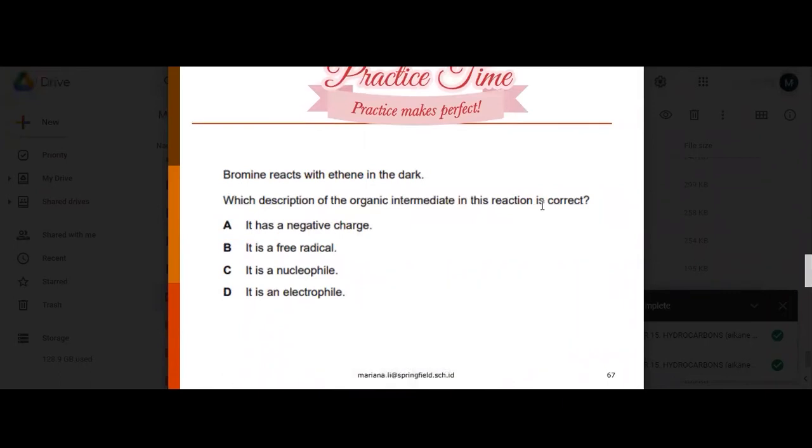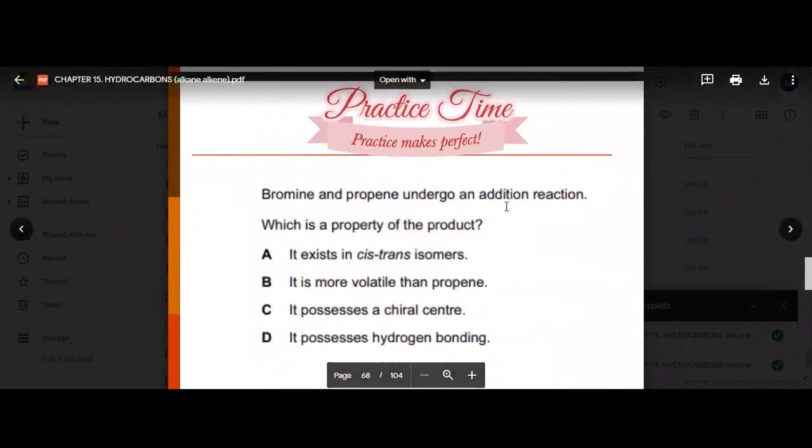Bromine reacts with ethene in the dark. Which description of the organic intermediate in this reaction is correct? Ethene reacts with bromine. You already learned about this, right? The intermediate is a carbocation, and it is an electrophile. Next.